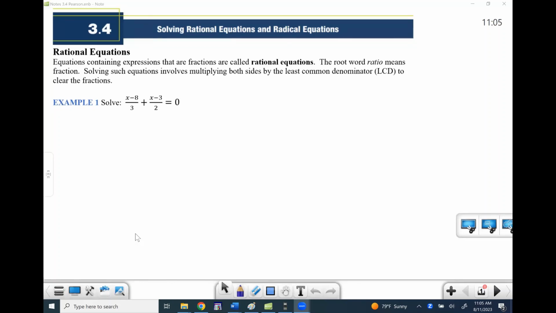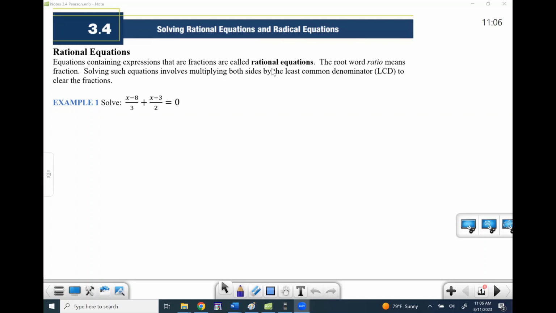Thanks for joining me. Today we're going to talk about rational and radical equations. We know that we don't have to work with fractions if we don't want to, as long as we have an equation here. We'll talk more about that in a second. These are called rational equations because the word ratio actually means a fraction. So ratio is the root word here for rational. They're basically just saying fractional equations.